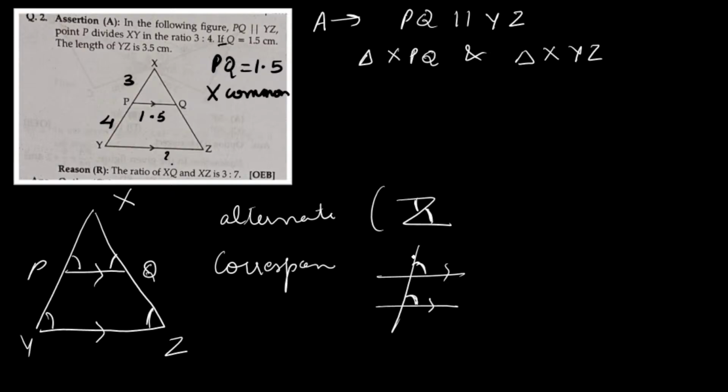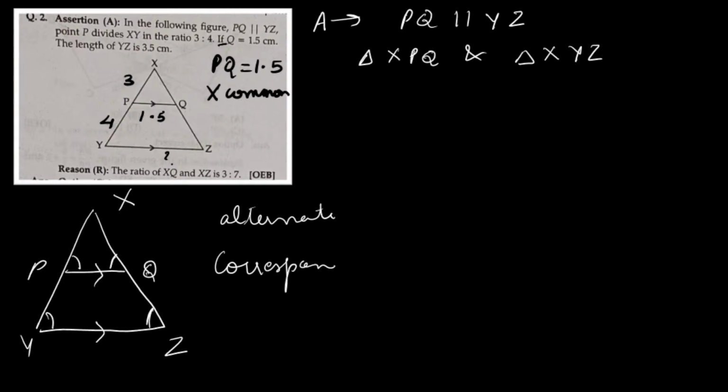See, corresponding angles. This is the transversal, the line which is cutting the parallel lines. It is on the same side of this line and on the same side of the parallel lines also. See, both the angles are on the upper side of the parallel lines. These two lines are parallel lines, so both the angles are on the upper side. So these angles are known as corresponding angles.